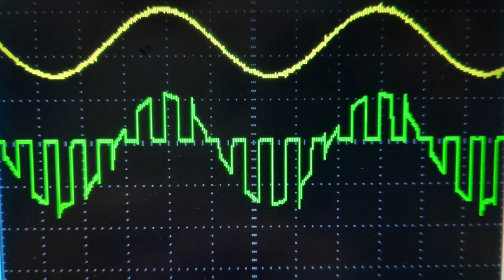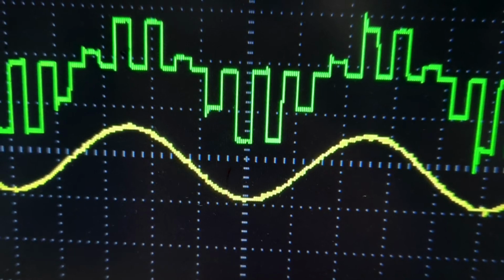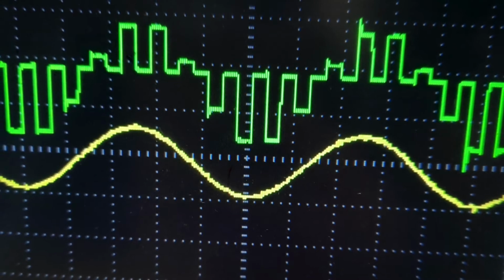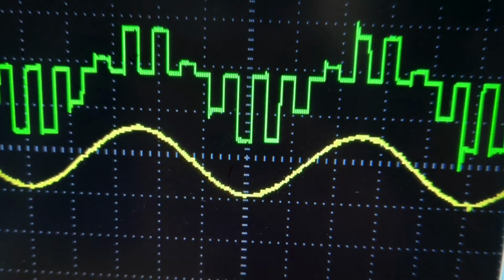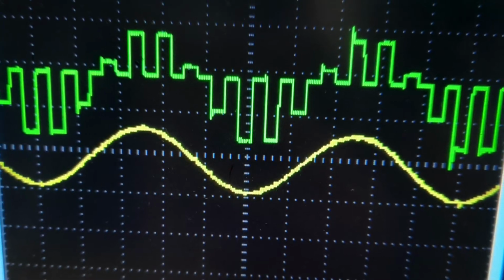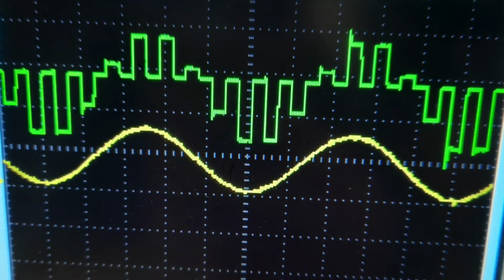Second is flat top sampling. During transmission, noise is introduced at the top of transmission pulse, which can be easily removed if the pulse is in the form of flat top. Here, the top of samples are flat, that is, the constant amplitude, and hence it is called flat top sampling.